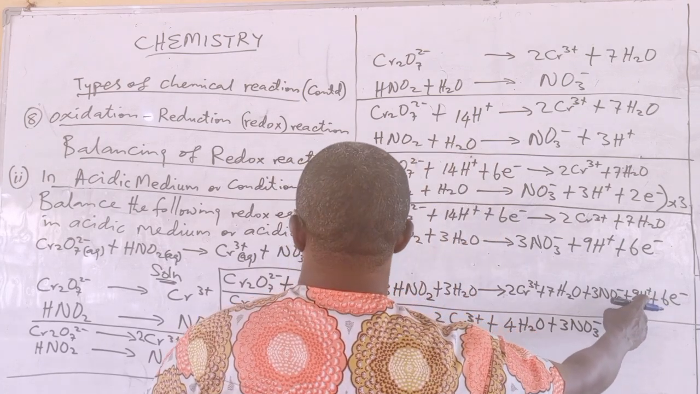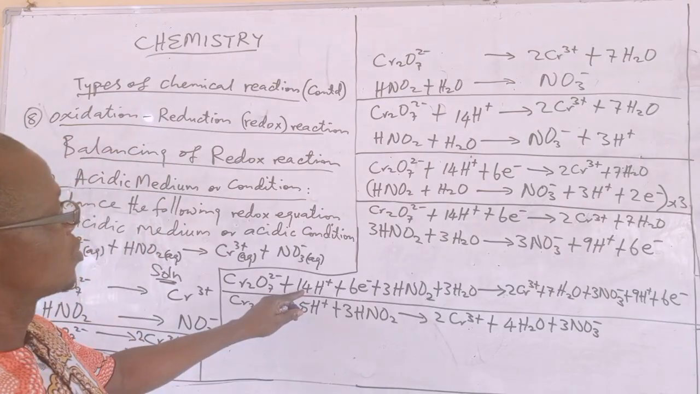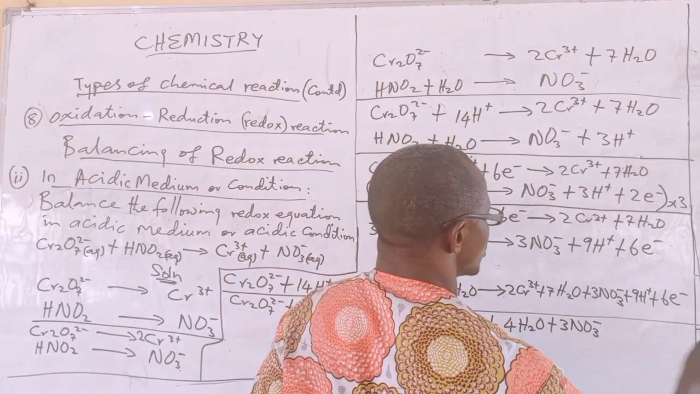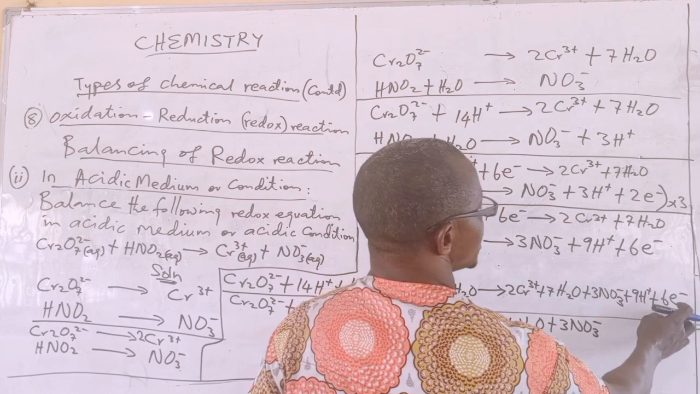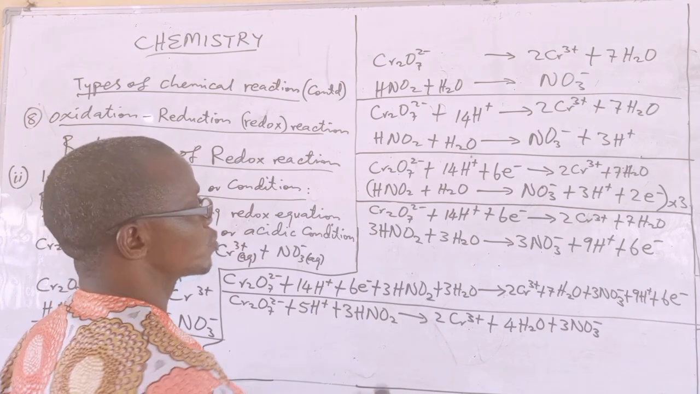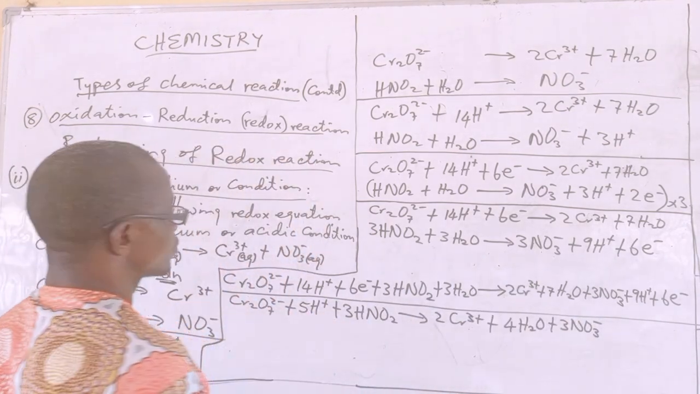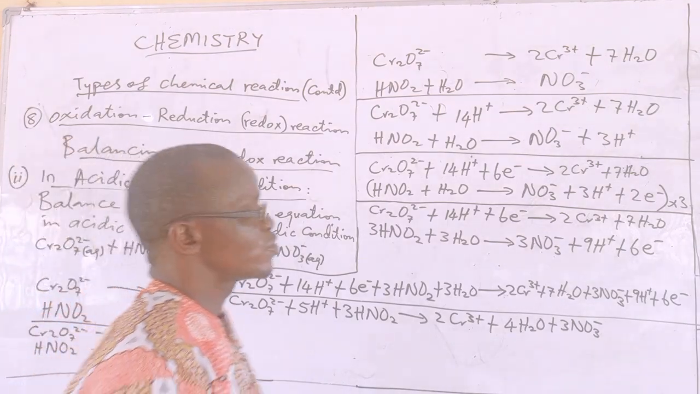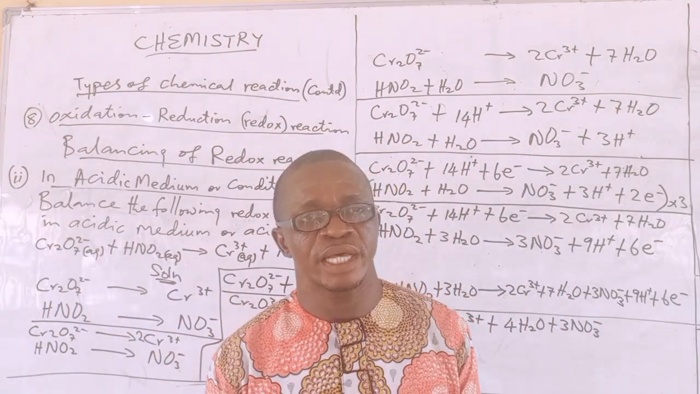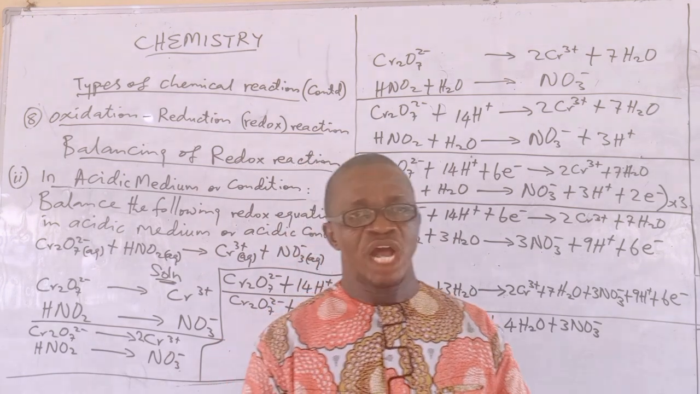9H+, we add H+. So this 9H+ cancelled out this 9 here to give us 5. So this one is gone, will not come in again. 6e-, cancel out also this one. So that's the end of that equation. So if you are done with that, the next thing is for you to now check whether the equation is balanced, the element is balanced, and the charge.